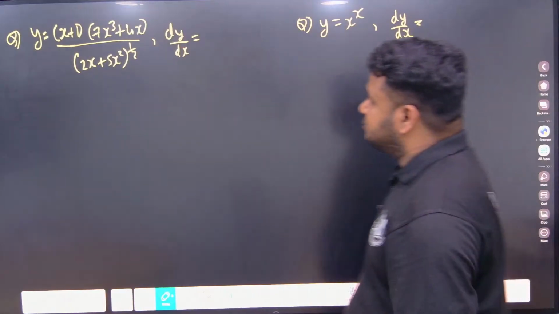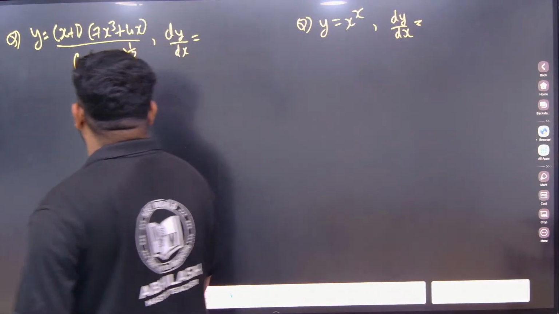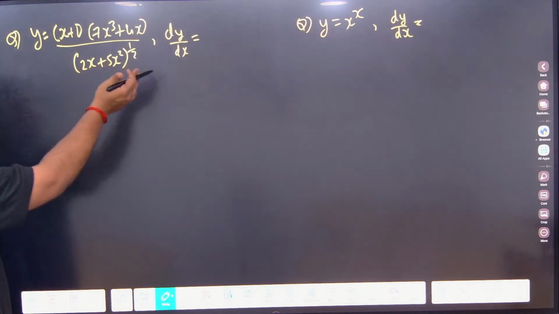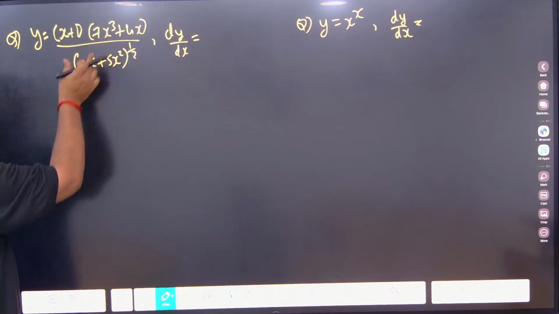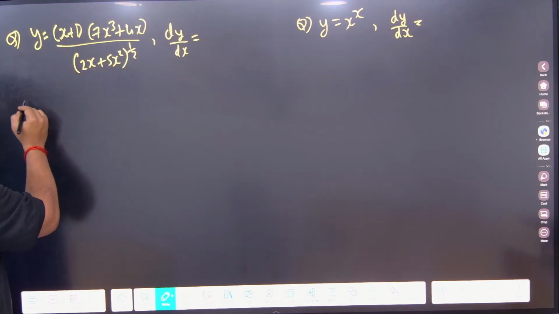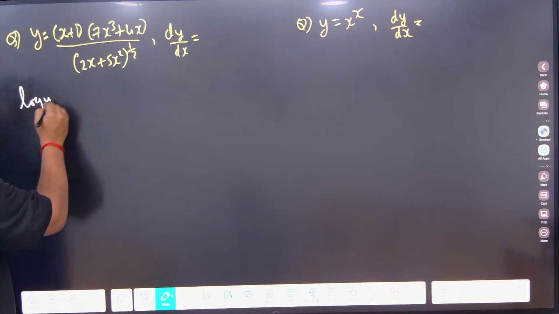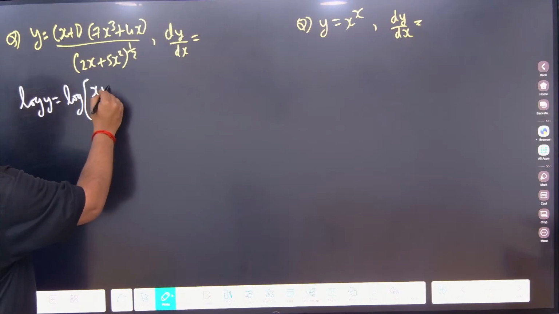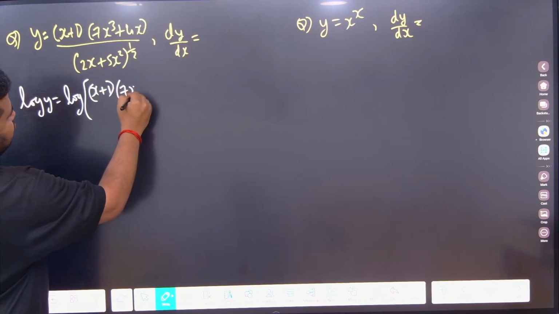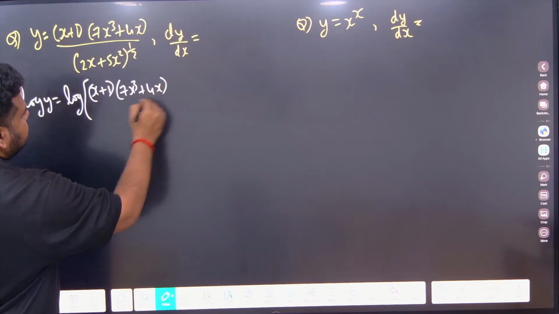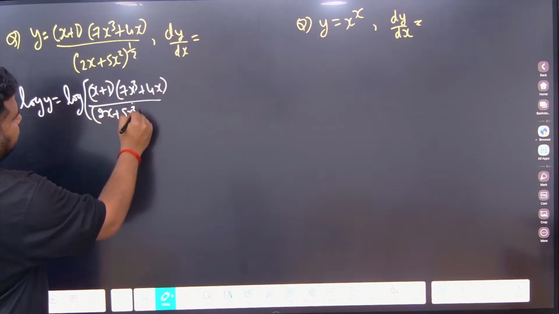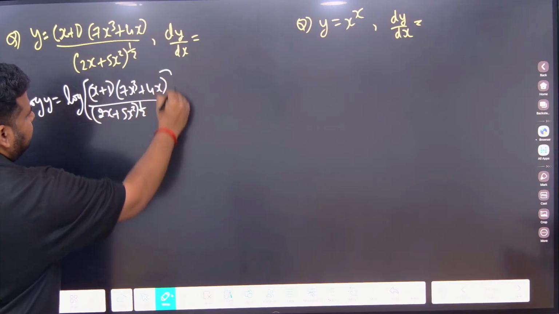So they have given y is equal to (x plus 1) into (7x cube plus 4x) by (2x plus 5x square) to the power of 1 by 2. dy by dx is equal to what? So let us apply log on both sides. So log y is equal to log of (x plus 1) into (7x cube plus 4x) divided by (2x plus 5x square) to the power of 1 by 2. This is what I am having.